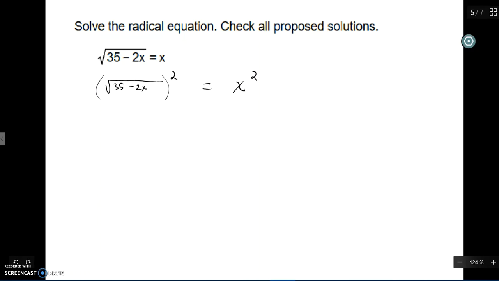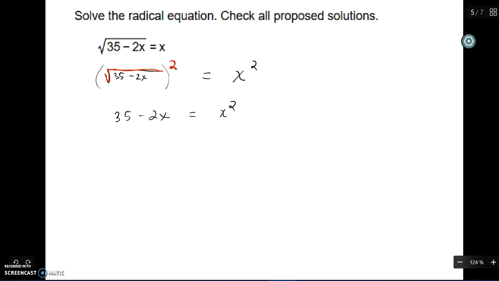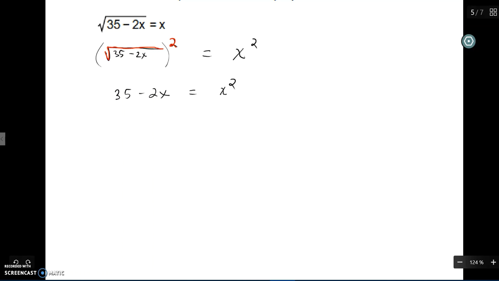And then the reason we squared was because we know that that square root and that square are going to cancel each other out, which means we have 35 minus 2x over on this side. We have x squared on the right. So now I've got a quadratic equation, and to solve that I'm just going to set it equal to 0. We could move the x squared to the left side, and that's not a problem, but I like to keep the x squared as positive. The leading coefficient is positive, so to do that I'm going to bring everything to the right side.